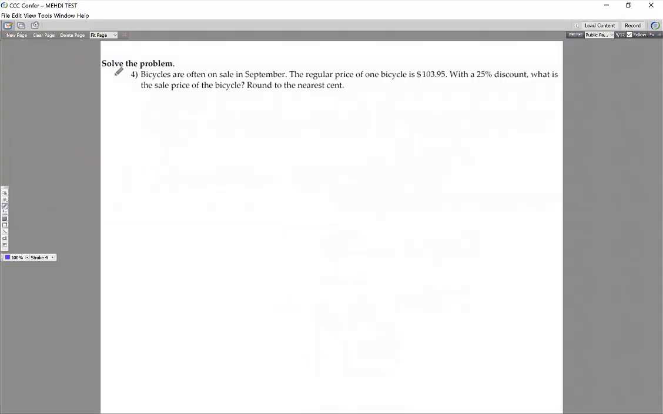Now, number 4, bicycles are often on sale in September. The regular price of one bicycle is $103.95. With a 25% discount, what is the sale price of the bicycle? Round to the nearest cent. All right, for this problem, we know that the regular price of the bike is $103.95.